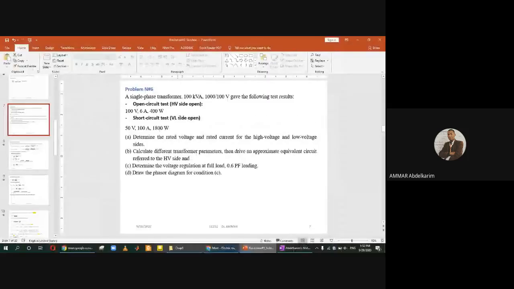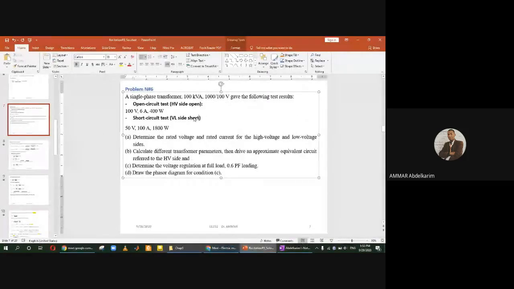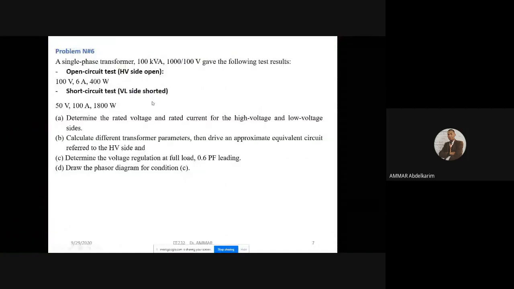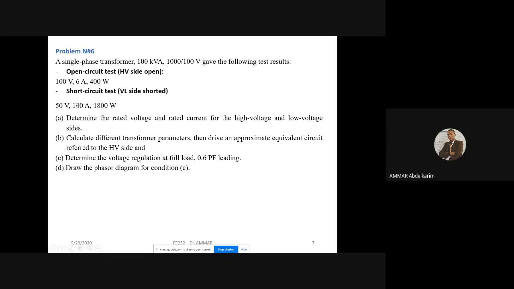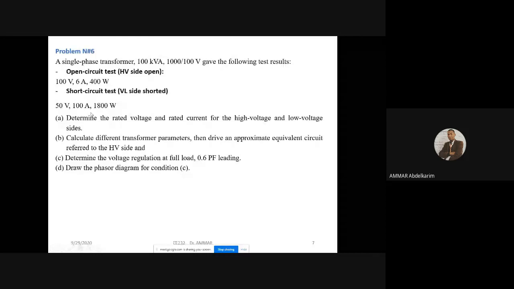So we can see that in the open circuit test, the high voltage side was open. So they take the low voltage side as primary. While in the short circuit test, here it's a mistake. It's shorted, not open. So in the second test, the low voltage side is shorted. So they took the high voltage side as primary. So we don't get confused in this.